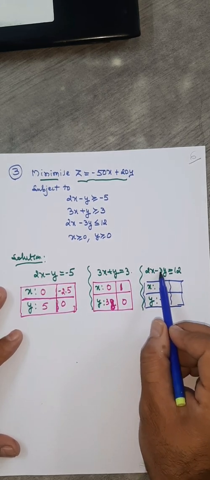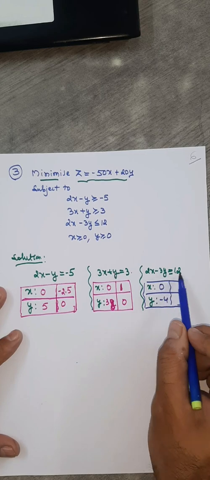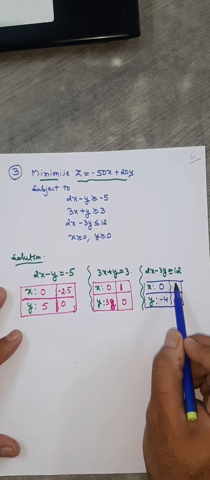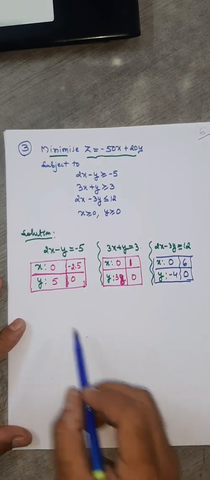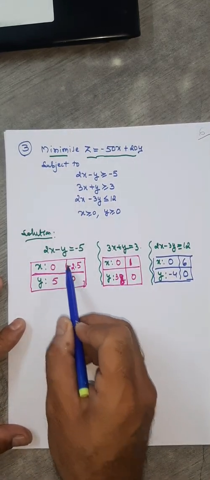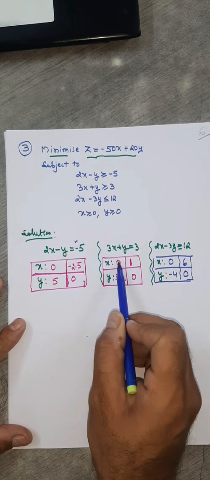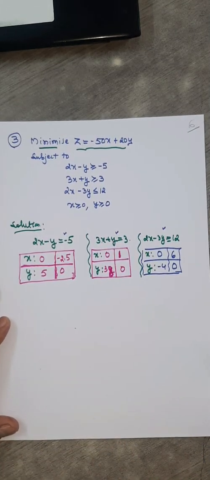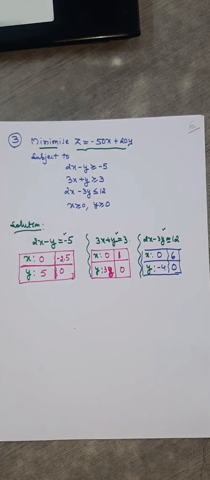Put x equals 0, then minus 3y equals 12, so y will be minus 4. If y is 0, then x will be 6. Now we represent 0, 5 and this, and we get this line. Similarly, we represent this one. So we are presenting these in the Cartesian plane, and then we try to find the common region. Let's see.